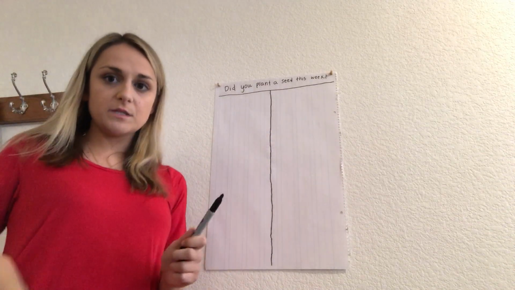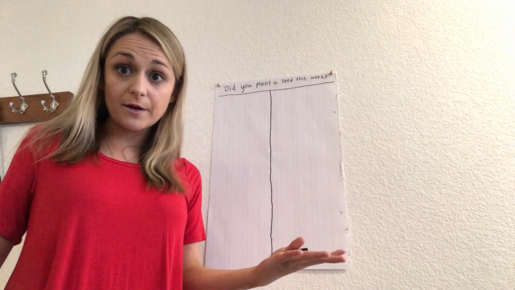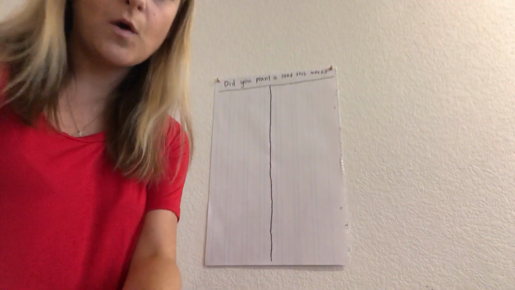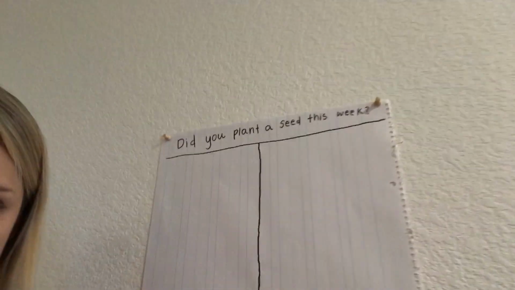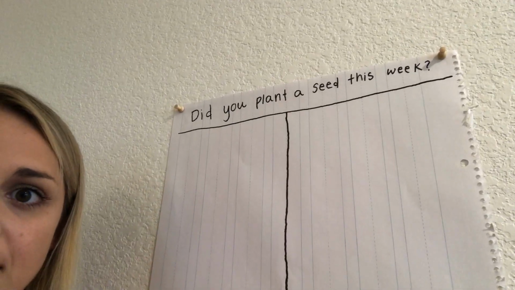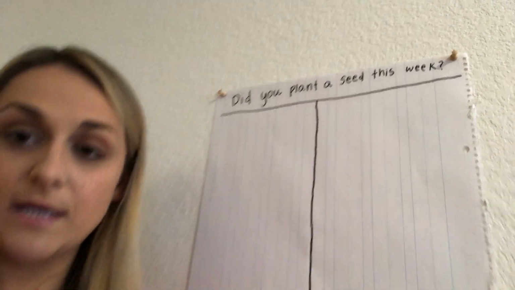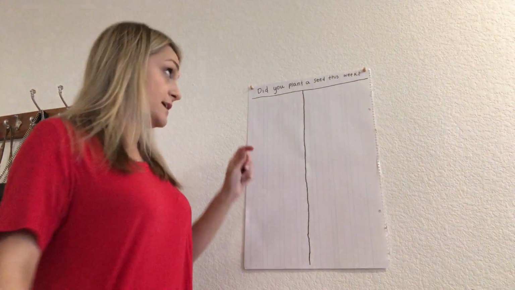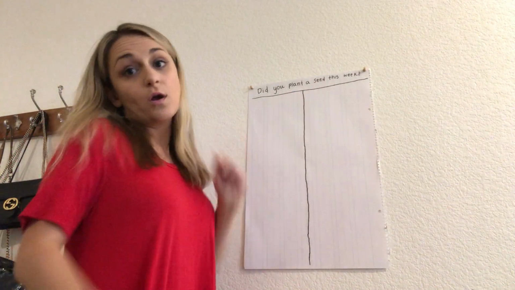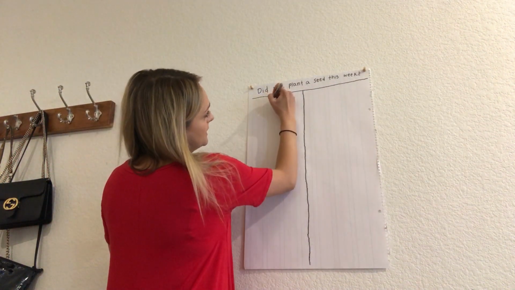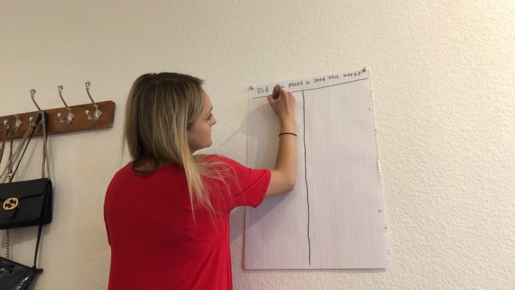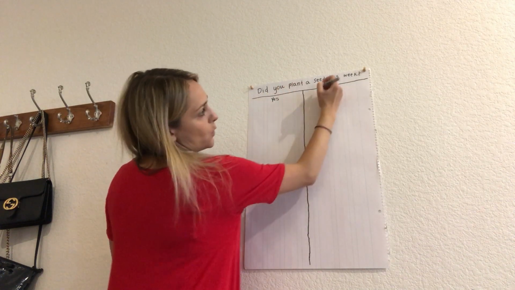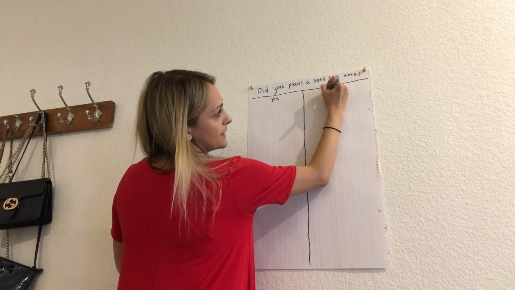But to record their responses, we need to have an answer to the question. So the question was, and I will bring it a little bit closer so you can see, it says, did you plant a seed this week? I'm going to give my people who are giving responses two answers. They can either say yes or no. So right under the T, I'm going to write yes, or no on the other side.